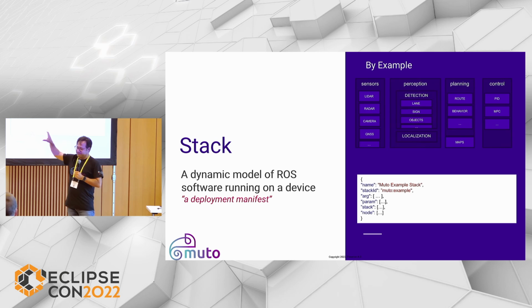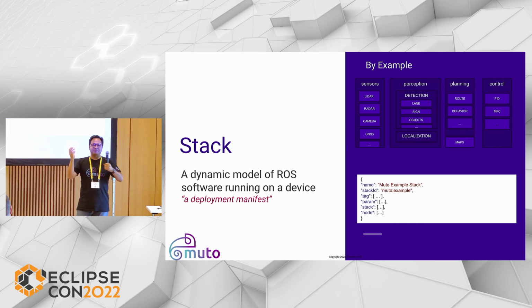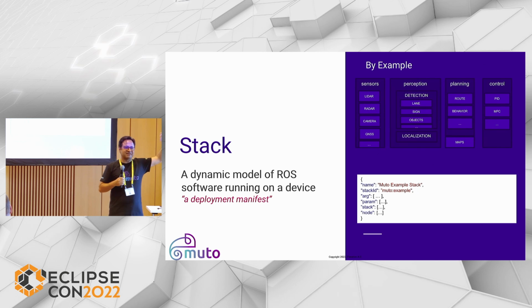At the heart of the model that we use to make things composable is what we call a stack. It's basically a model that we can dynamically change that supports the ROS constructs like the nodes and parameters and arguments and things like that. And you can store these with the digital twin. All the parameters can be on the cloud.